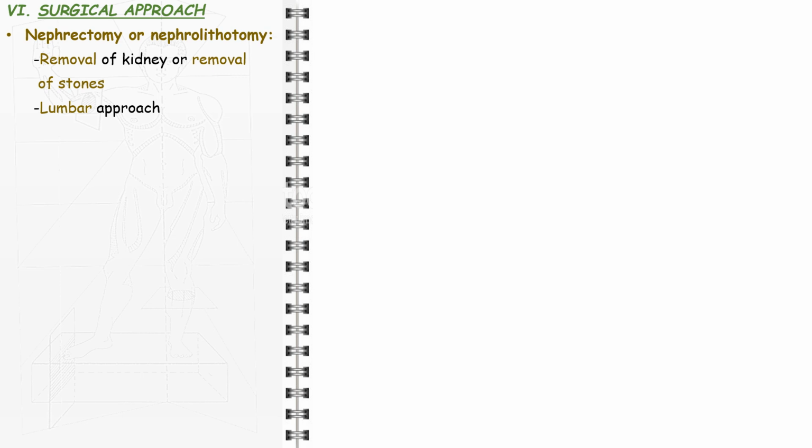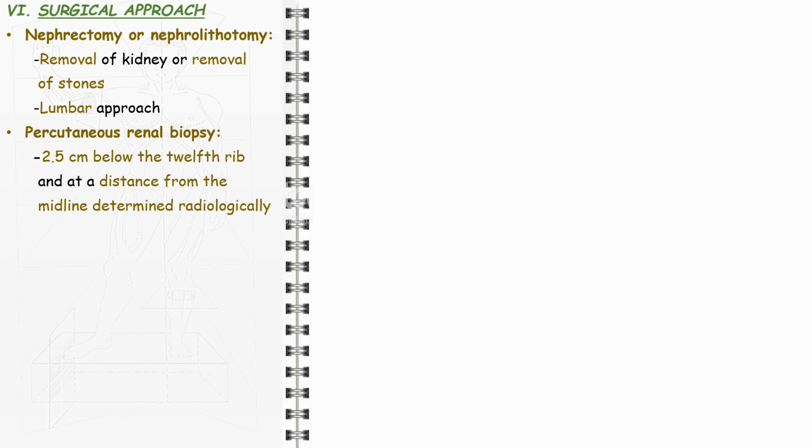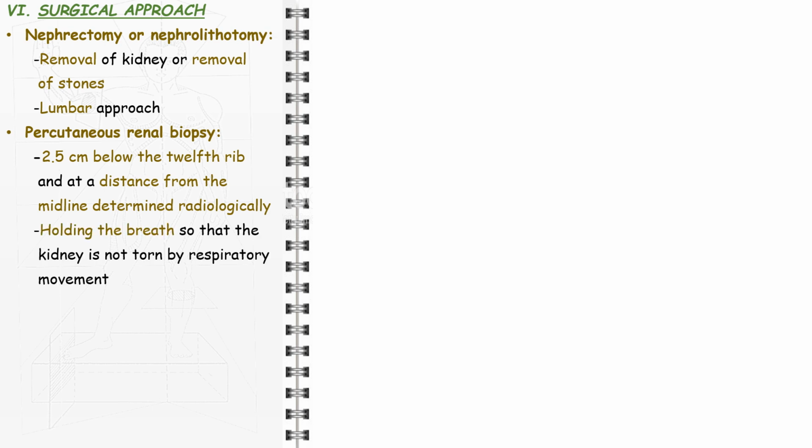For percutaneous renal biopsy, the lower pole of the kidney is entered by an approach 2.5 cm below the 12th rib and at a distance from the midline determined radiologically. Damage to a renal vessel or calyx is a potential hazard, and the needle is only advanced while the patient is holding the breath so that the kidney is not torn by respiratory movement. For transplantation, the donor kidney is placed retroperitoneally in the iliac fossa with the hilum parallel to the external iliac vessels. The renal artery is anastomosed to the internal or external iliac artery and the renal vein to external iliac vein. The ureter is implanted into the anterior surface of the bladder.